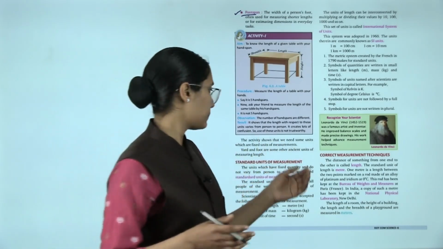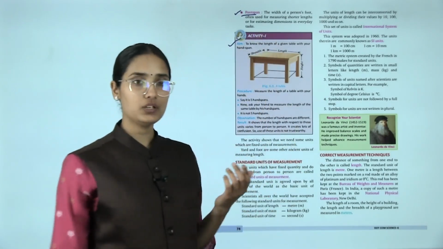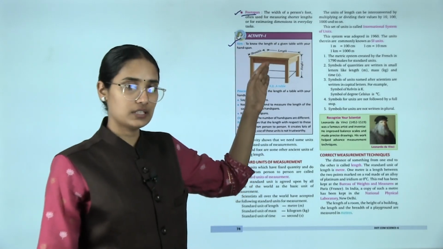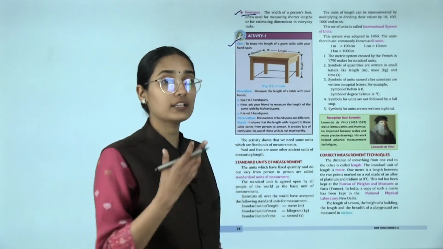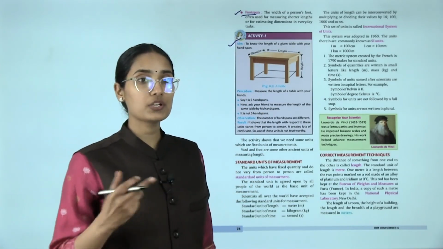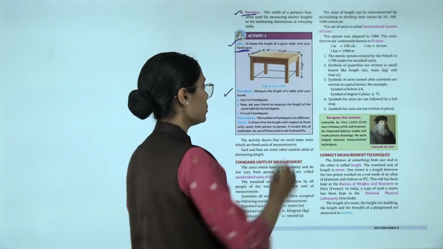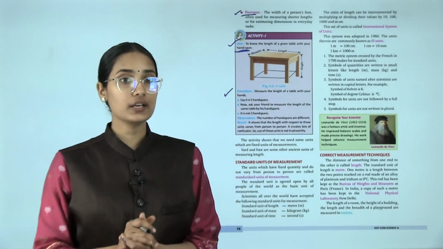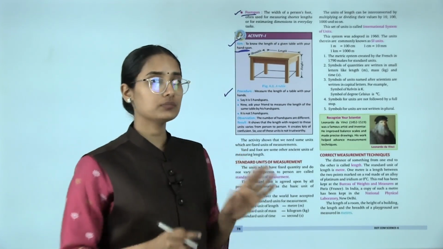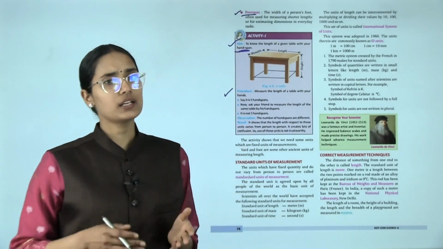Let's understand that. Before that, let's do one activity to know the length of a given table with your handspan. There's this table, and you want to know its length, breadth and height. So how would you measure it? Let's measure it using handspan. Measure the length of the table with your handspan. So this is one handspan. Now measure its length, breadth and height. Say it is 5 handspans.